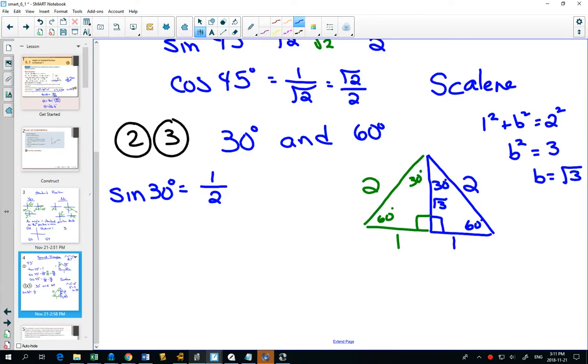Type it into your calculator. Does sine of 30 degrees give you 0.5? Yeah. All the time. Ever. Forever. Cos of 30 degrees. Cos of 30 degrees is adjacent. What's adjacent to 30? Root 3 over hypotenuse. What's the hypotenuse? 2.